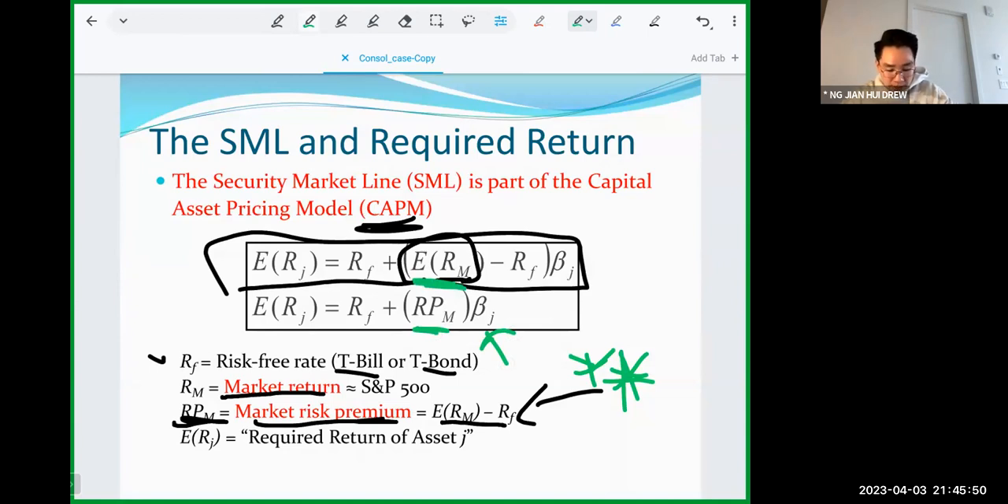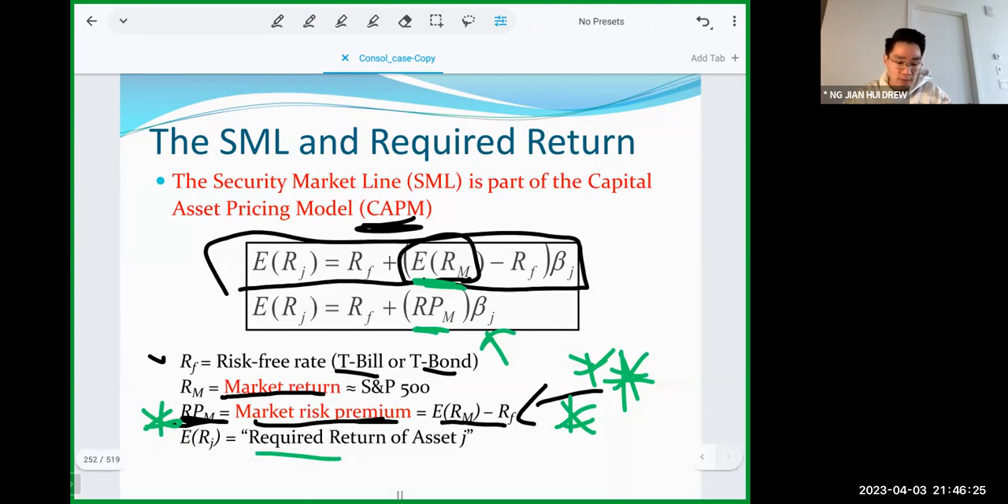Please be very careful, because in finals sometimes they can be very tricky. They say the market risk premium is this, and then you subtract the risk-free rate, and then your whole answer is wrong. So be very careful. I'll put another star here. Read the question carefully. Once you find the market return and you know the risk-free rate, you can calculate the expected return on the asset using the CAPM model.